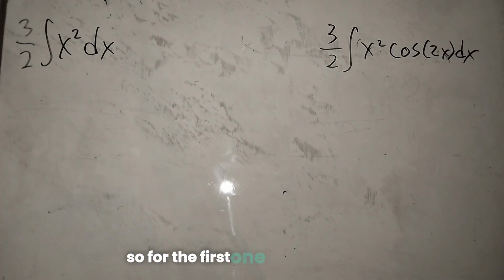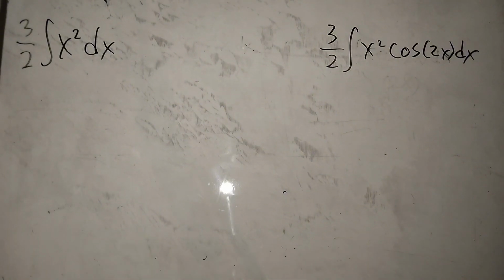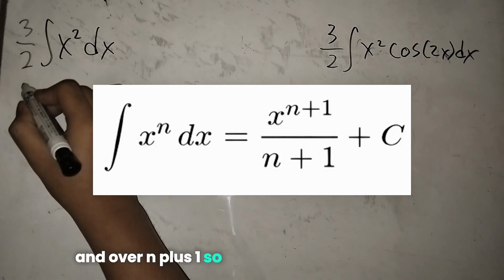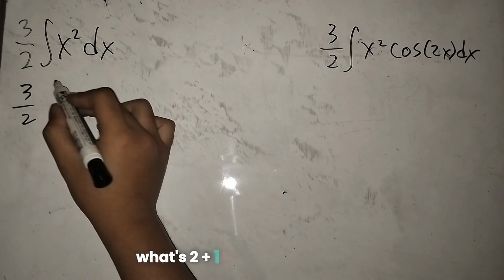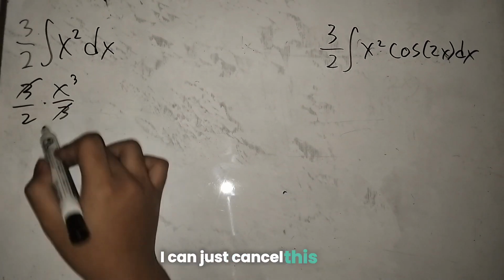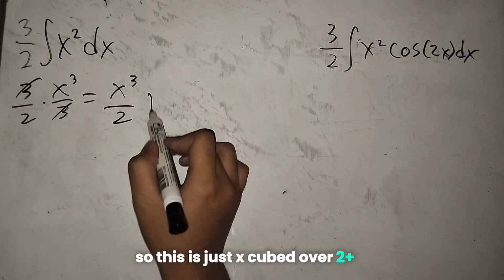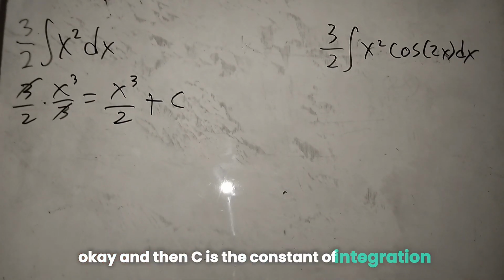Okay, so for the first one, it's pretty elementary. This is just the power rule. When we have x to the power of n, we take x to the power of n plus 1 over n plus 1. So this is just 3 over 2 times the integral of this. Well, what's 2 plus 1? That's 3 over 3, right? And then we can just cancel this out. So this is just x cubed over 2 plus c, where c is the constant of integration.